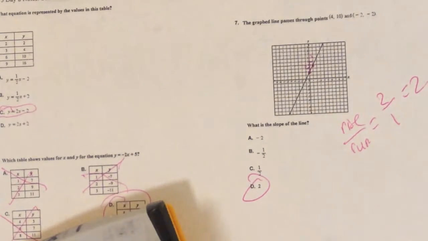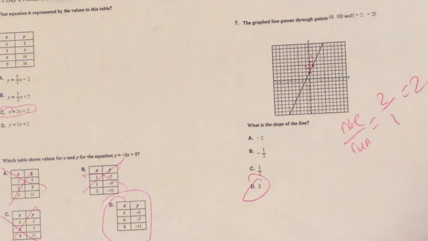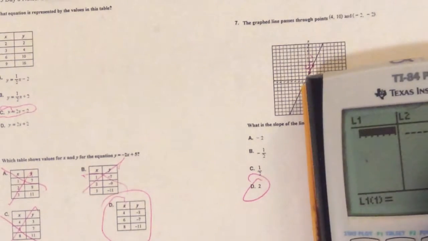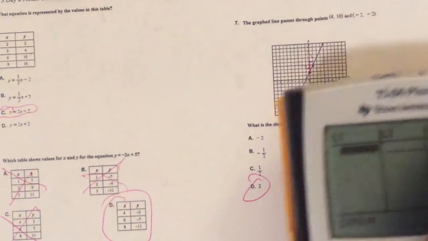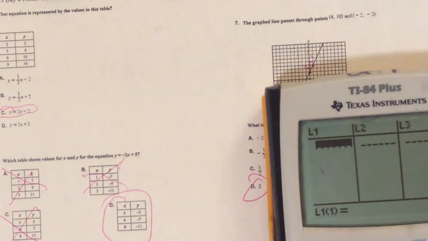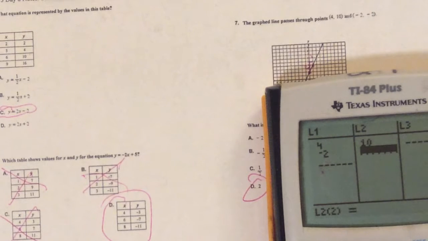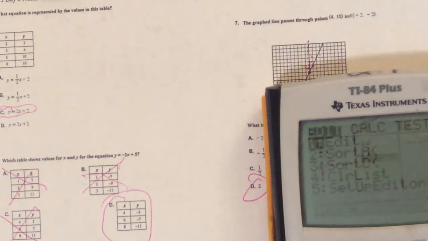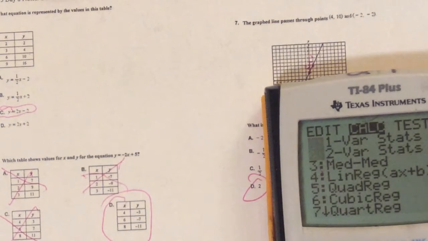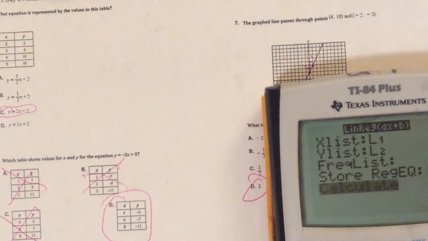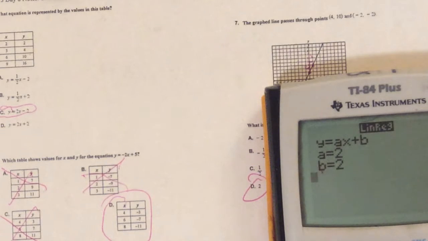And now, if you decide to use your calculator, just go to stat edit and type in the 2 ordered pairs. So 4, -2, 10, -2. Stat, calculate, option number 4. And as you can tell, your slope is 2.